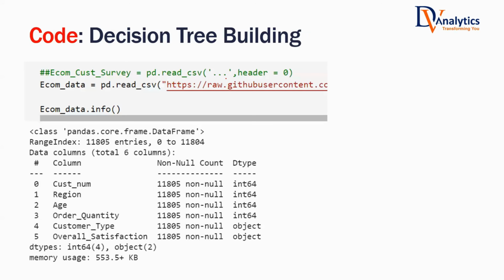This particular data set has been shared by one e-commerce company. What did they do? They have taken a survey from the customers, nearly 12,000 customers. I have eliminated 200 customers. 11,805 customers are with us.